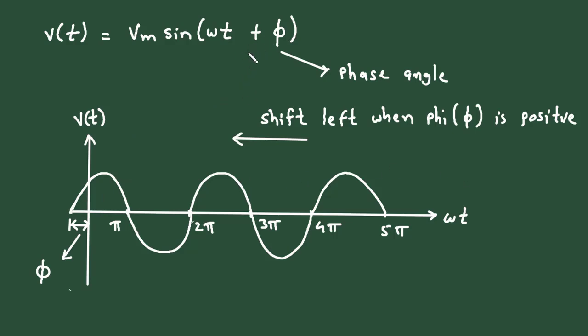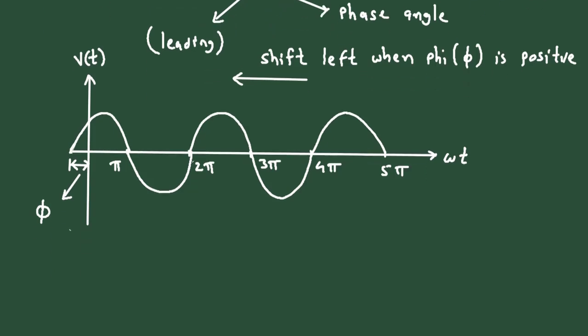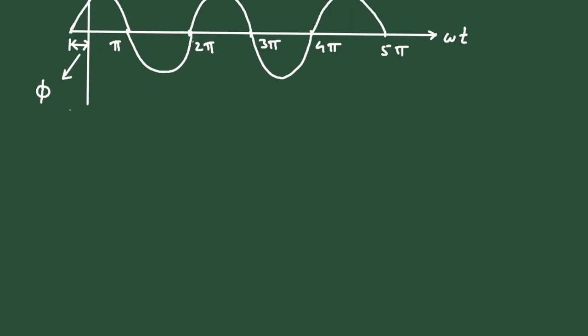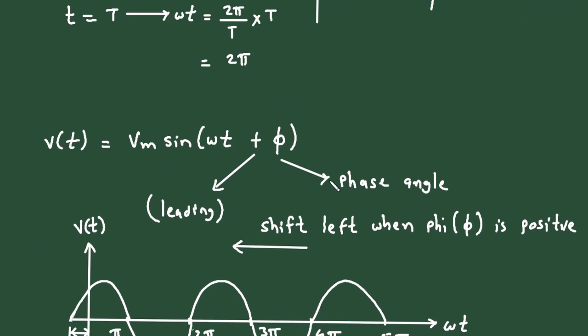Also remember, when this is positive, that means this positive sign represents that it is leading. And when it is negative, that time it represents that it is lagging. So this is called phase angle.